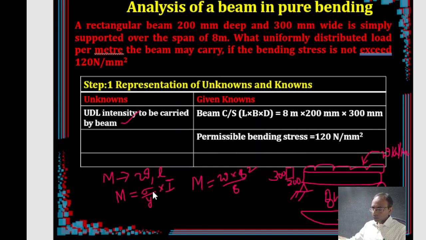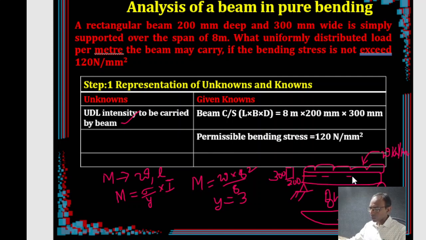Then sigma was anyway known to you. What is y here? The y value, the depth, was given, so it is known to you. So 300 through 100, y is easy now. Y is nothing but 300 times by 2, because that is the maximum distance from the neutral axis.